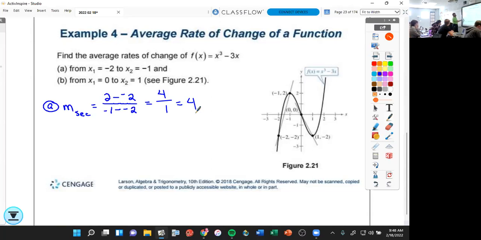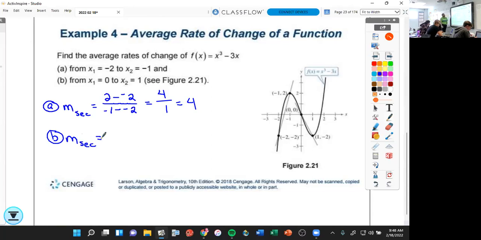Part B. What do you mean? I've got to use these values. It tells me to use those values. So I've got to use the corresponding y's to go with those. Okay.